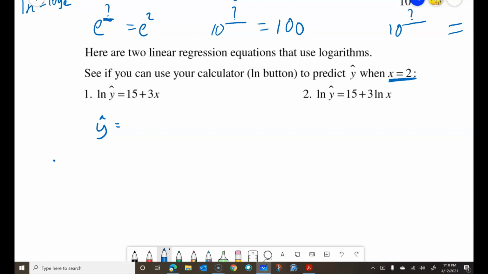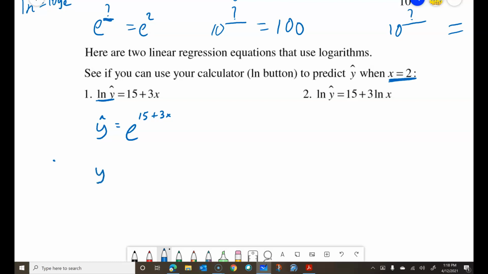If I just plug 2 in here, a common mistake that my students make is they'll just go like this, 15 plus 3 times 2. They'll do 15 plus 6 and say that that's 21, and that's going to be incorrect. You have to know enough about logarithms to know that, since this is the natural log of y hat, y hat actually equals e to the 15 plus 3x. That's all I need you to be able to do with an expression like that.